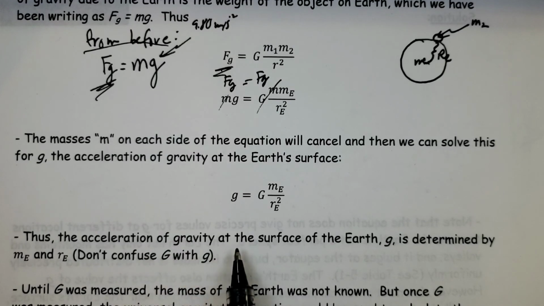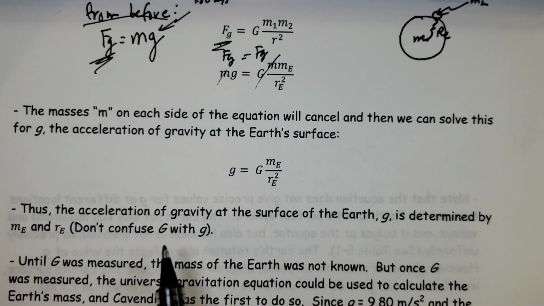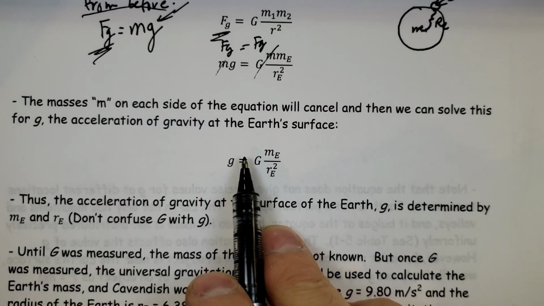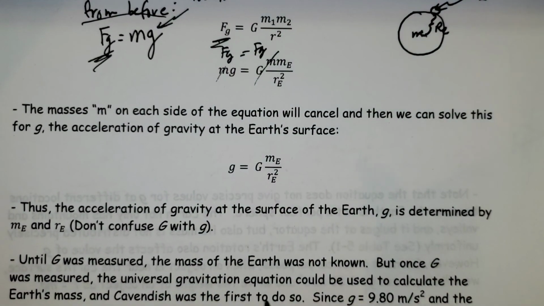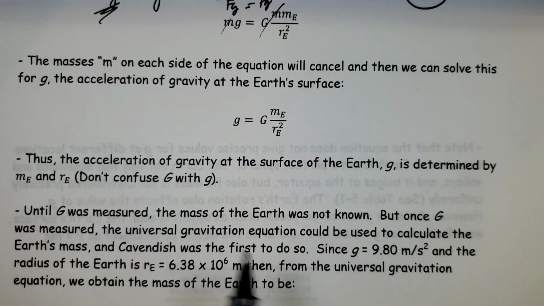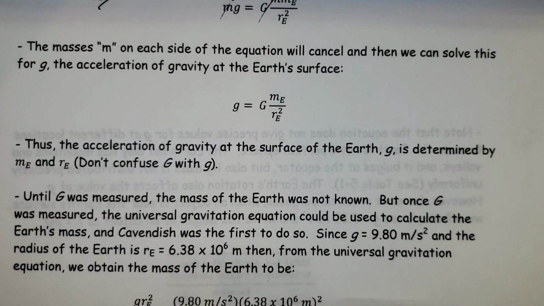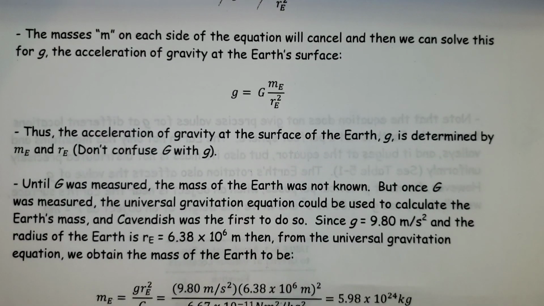Thus, the acceleration of gravity at the surface of the Earth, g, is determined by the mass of the Earth and the radius of the Earth. So we don't confuse the big G with the little g. Little g, of course, is the 9.8 if it's at the surface of the planet. Until big G was measured, the mass of the Earth was not known. But once G was measured, the universal gravitational equation could be used to figure out the Earth's mass, and Cavendish was the first to do so. So in an earlier video, we looked at manipulating that equation to do it. If we knew what the radius of the Earth was, by looking at what Eratosthenes did, we could then figure it out.